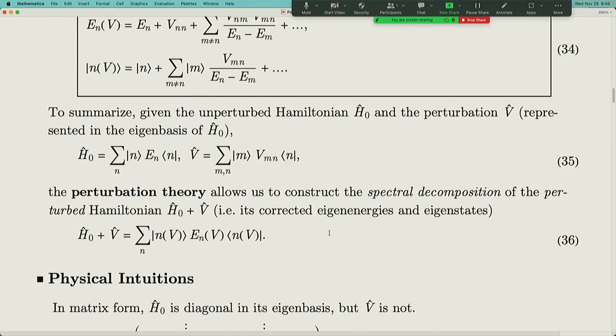And this formula tells us how to compute the energy and state corrections in orders of the matrix elements of V, which are small. Using those corrections, you can reconstruct a spectral decomposition of the perturbed Hamiltonian. The approximation depends on how many orders you compute. If you compute all the way to infinite order, it's an exact expression that can be rewritten as this spectral decomposition, meaning that this will be the new eigenenergy, and this will be the new eigenstate. And both will depend on the small perturbation V using the formulas above.